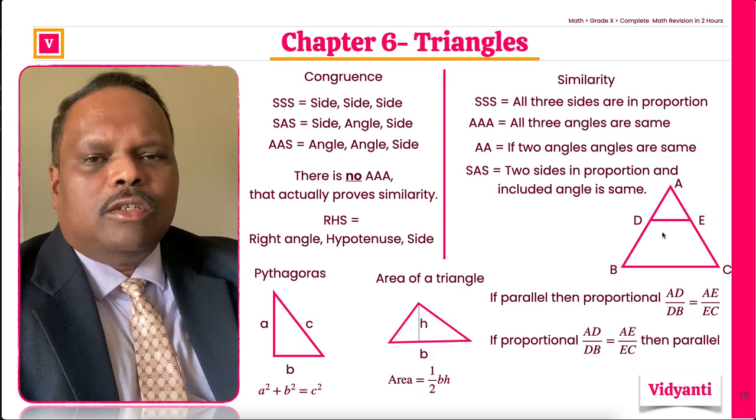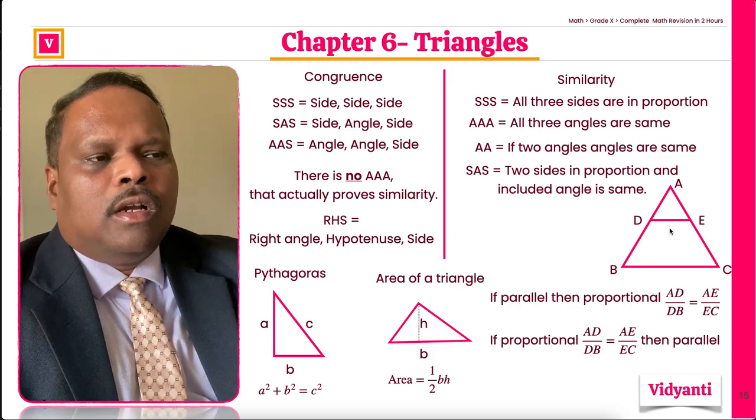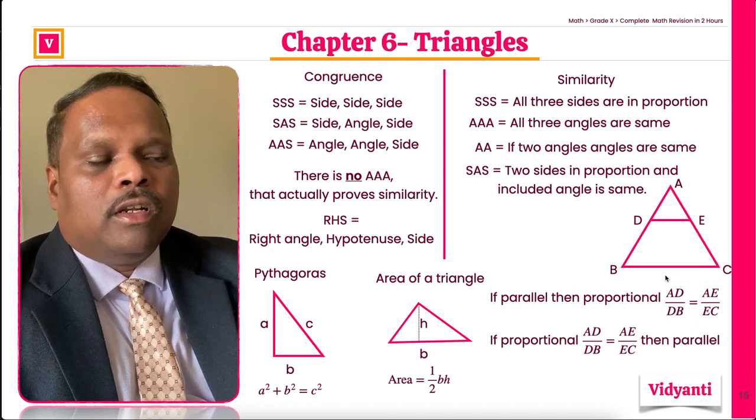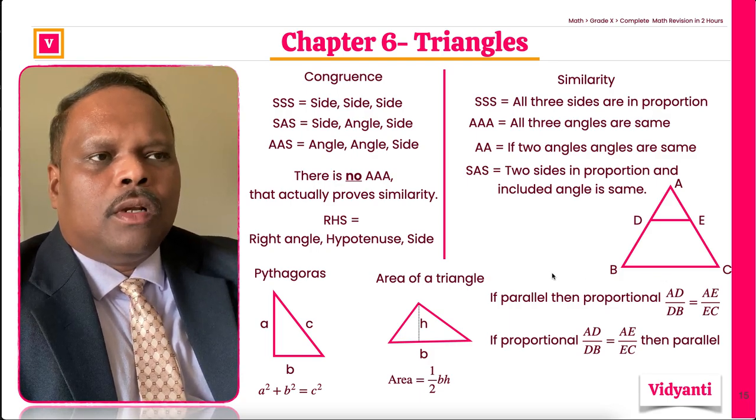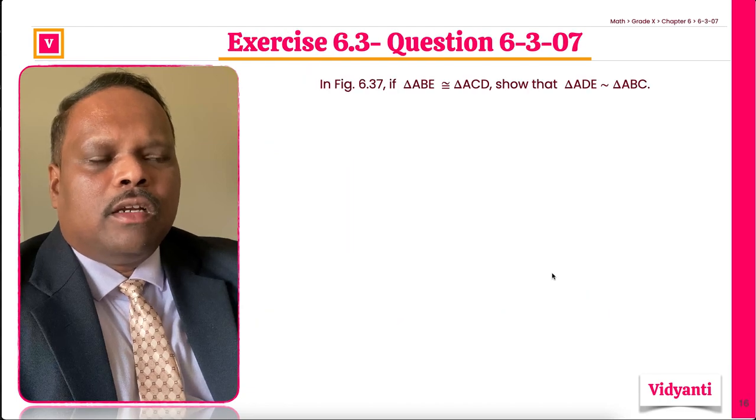This will be used. A special case of this one is the midpoint theorem. Midpoint theorem is like if you are joining midpoint to midpoint, then this is definitely proportional, and then it is definitely parallel. Okay, so that was about triangles. Let's see a quick thing.